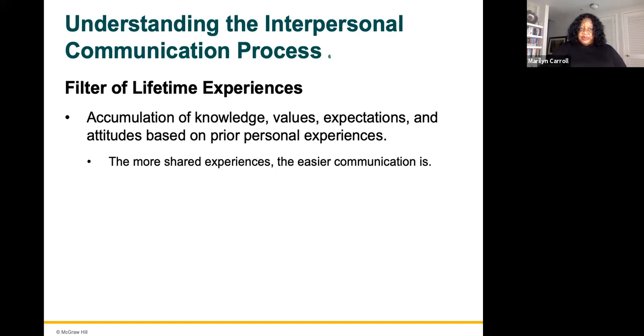Filter and lifetime experiences. The accumulation of knowledge, values, expectations, and attitudes are based on prior personal experiences, guys. The more shared experiences, the easier the communication. And I cannot say this enough, as in one of my other classes, it is extremely important that we share experiences. They allow us to communicate with one another better.